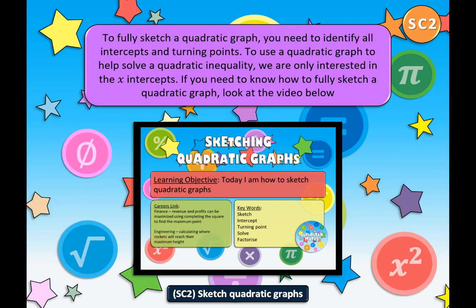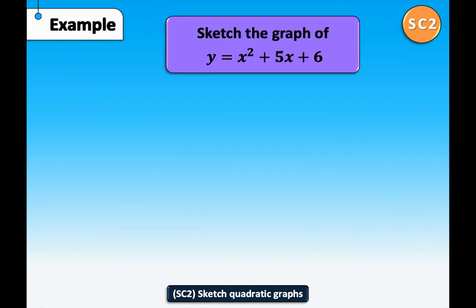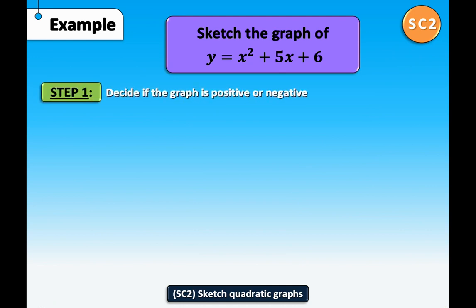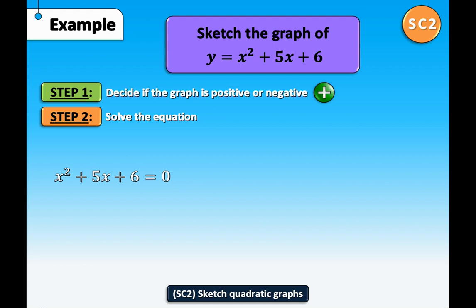To be confident sketching a quadratic, we need to make sure we're able to sketch quadratic graphs. So if we want to sketch this quadratic graph, first of all, decide whether it's a positive or a negative graph. We look at the x squared, and the x squared is positive. Then we solve the equation. When it equals 0, we can factorize it into 2 brackets, and that means that x equals minus 3 or x equals minus 2.